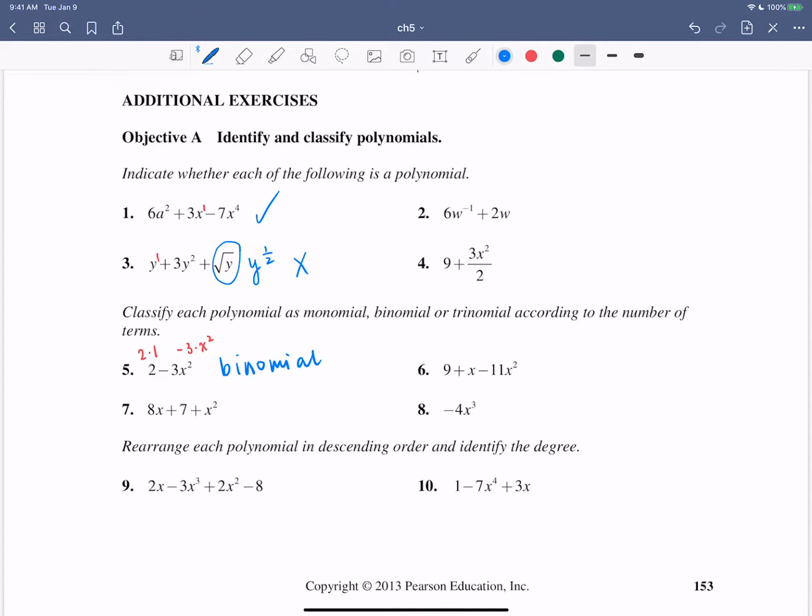Number 7, same idea. Let's break down every single component, see if you could rewrite them as products. Ax, you could write as a times x. 7, you could write as 7 times 1. x squared, you write as x times x. And apparently we have 3 products, so we will call this one trinomial.